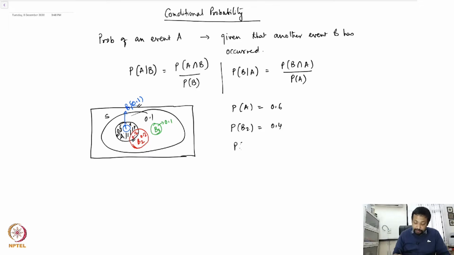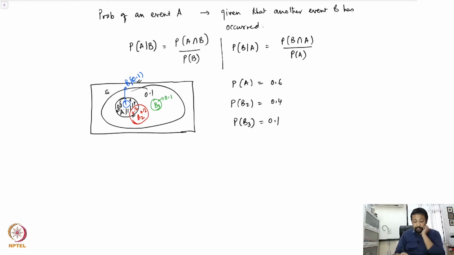Probability of B3 is 0.1. Now let's say you want to ask the question: probability of A given that B2 has occurred. If you look at this very carefully, then you see that half the time B2 has happened, A has happened. So very quickly you can see that this answer is half. And if I want to use the formula that I've given over here, then A intersection B is 0.2 and the probability of B2 is 0.4, which is half, so everything agrees very nicely.